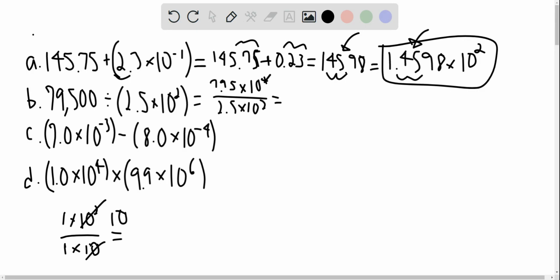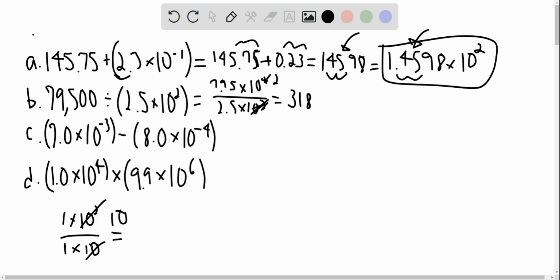And we're going to cancel this one out. The bottom one is just gone, but the second one is reduced to the 2 power. And we just plug this into our calculator. So 7.95 times 10 to the 2 divided by 2.5. And you should get 318.